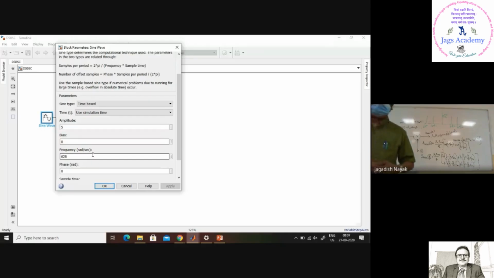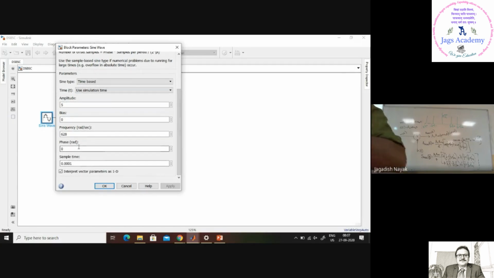You have the option to make it 2 into pi into frequency. Either you can write 2 star pi star whatever frequency. This is 100 hertz. I have just multiplied 2 into 3.14 into 100, so I got this. You just have to put the frequency here in 2 pi f. Phase you make 0, and bias you make 0.